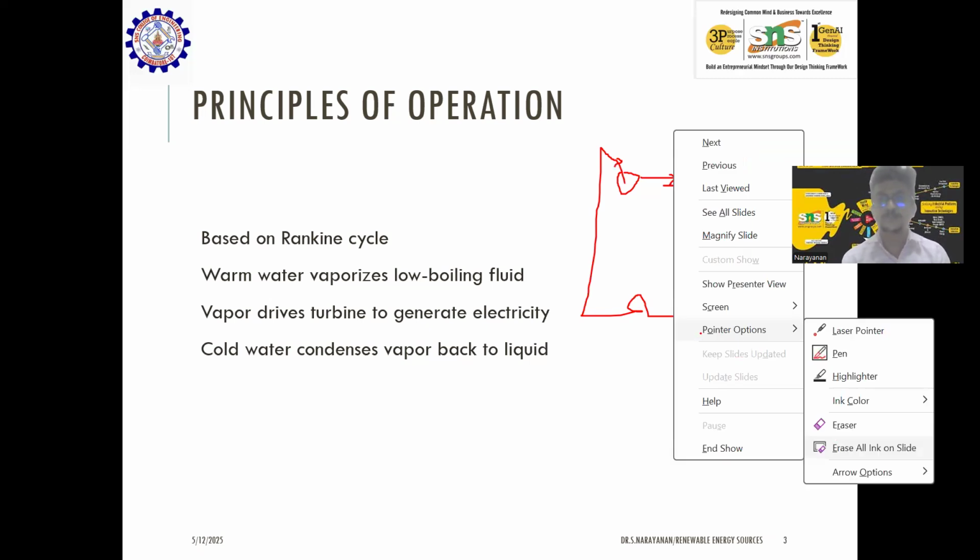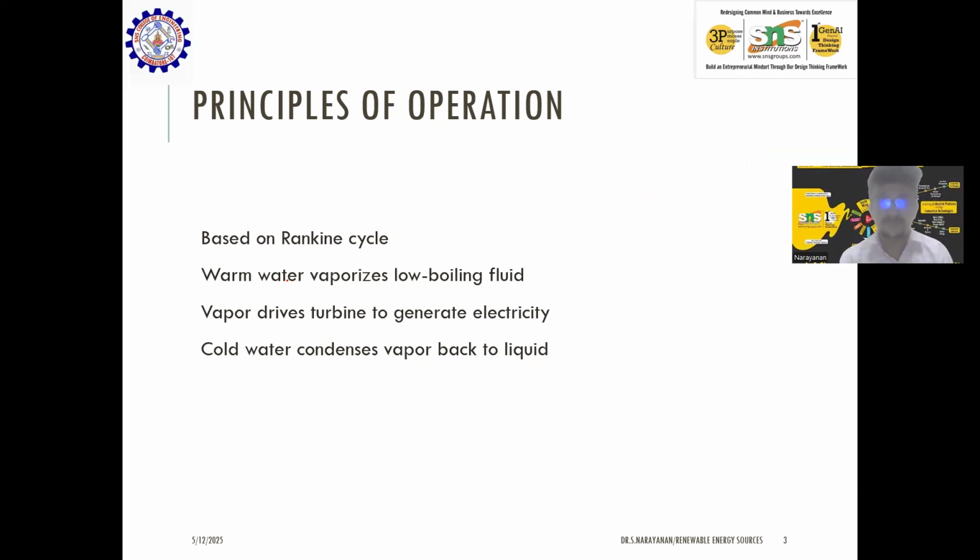So in this, warm water vaporizes a low boiling fluid. To produce vapor, warm water is used in the heat exchanger principle. The vapor produced from the low boiling fluid is used in the turbine to generate electricity, and cold water condenses the vapor back to liquid. Cold water is used to cool the vapor, and the condensed liquid is collected in the condenser.